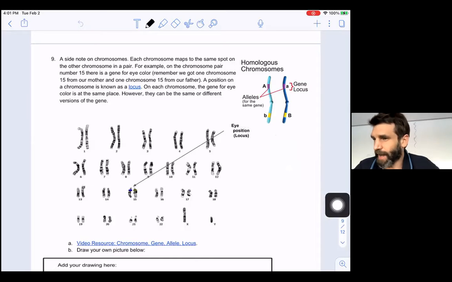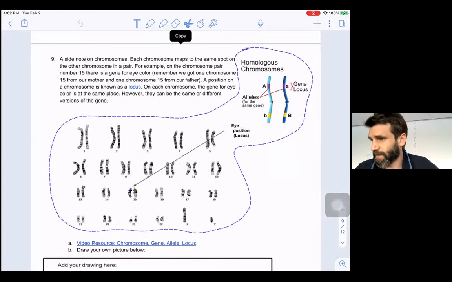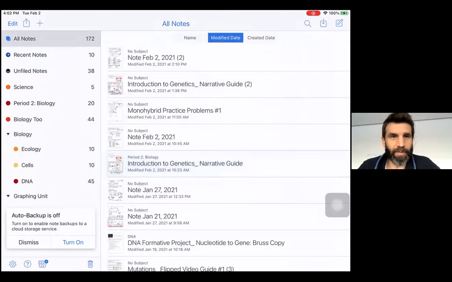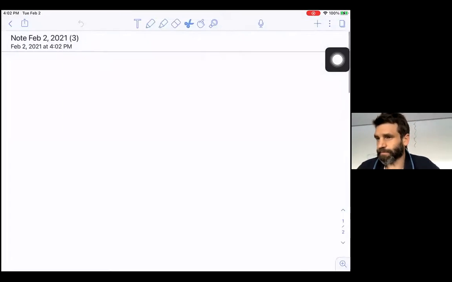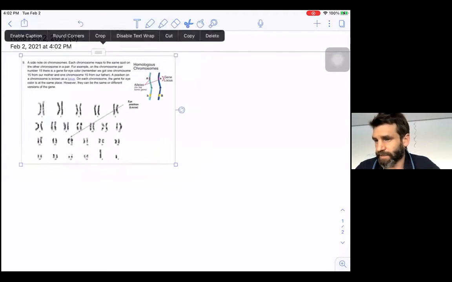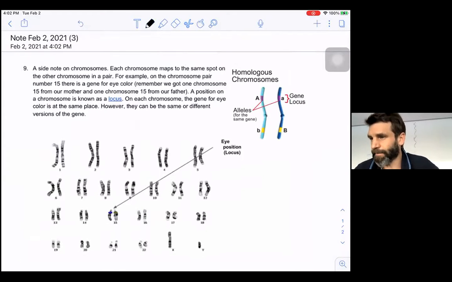And what I did is I just clicked on the scissors tool and cut this piece out, copied that, and then backed out of Notability and went up here to start a new note. And then I just tapped in here and pasted that image in. And then we can just blow this up and start from here.